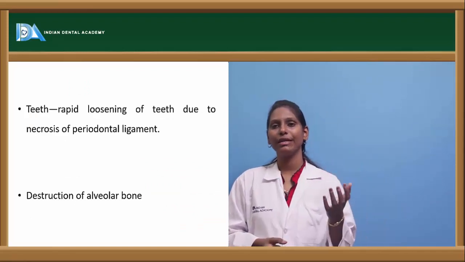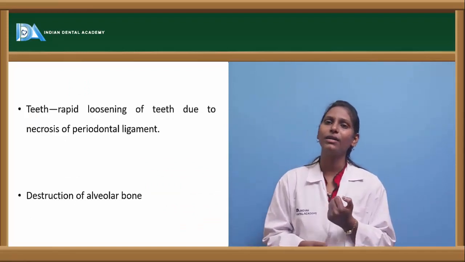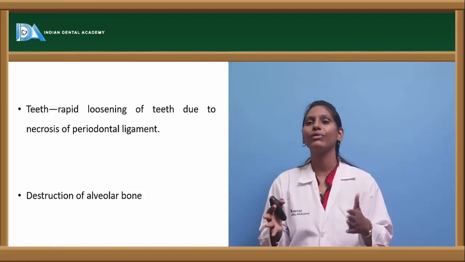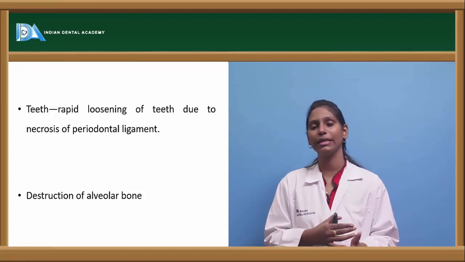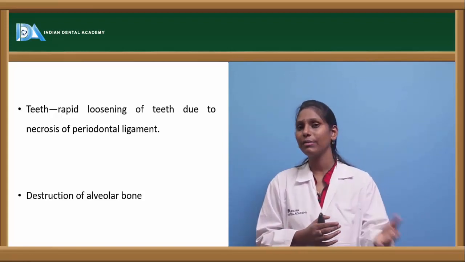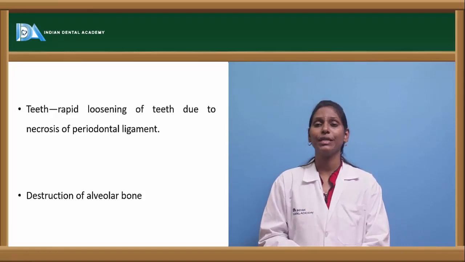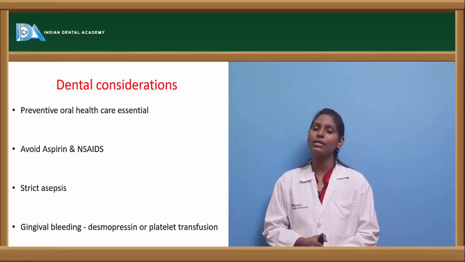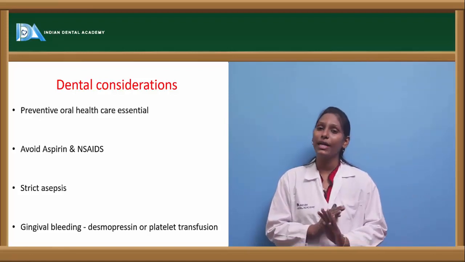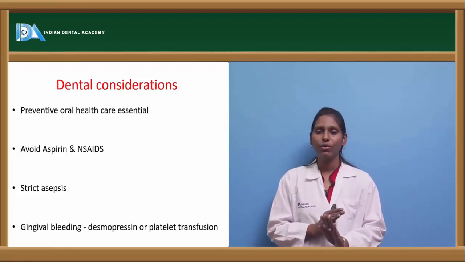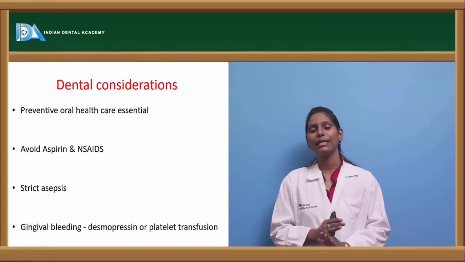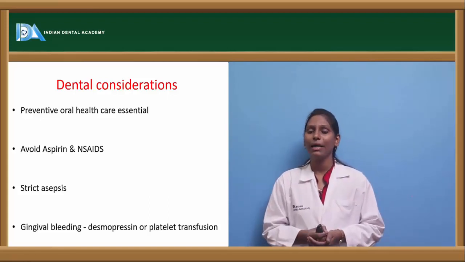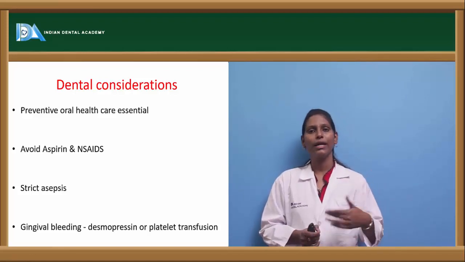Coming to hard tissue findings, teeth are lost very fast because of rapid loosening of teeth. This is because of necrosis of the periodontal ligament, again because of increased neutropenia. And then there can be destruction of alveolar bone. I already told you, if the leukemic infiltrate involves the bone, then there could most commonly be an osteolytic lesion leading to pathological bone fractures. Pathological fractures of the mandible or the jaws can usually be encountered.